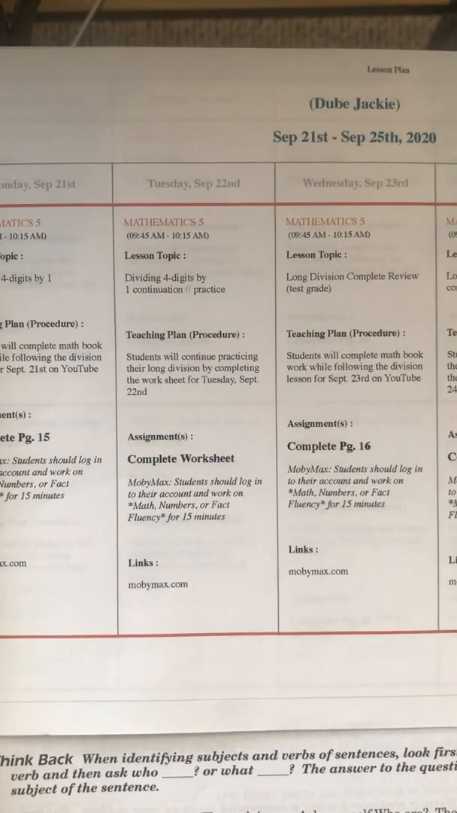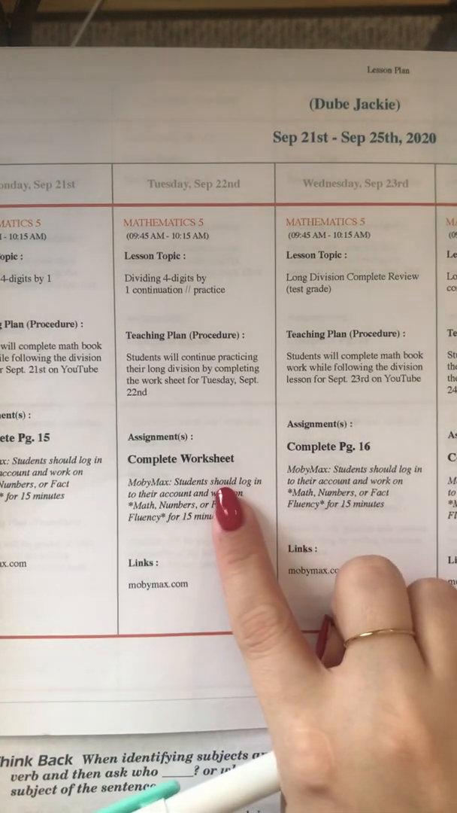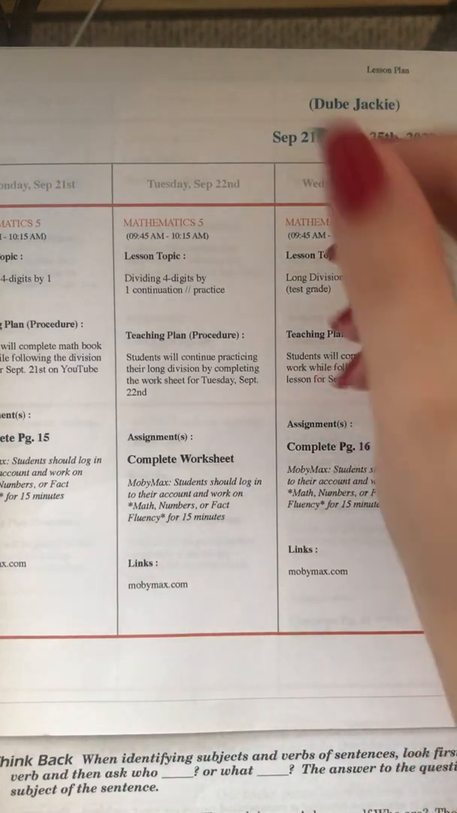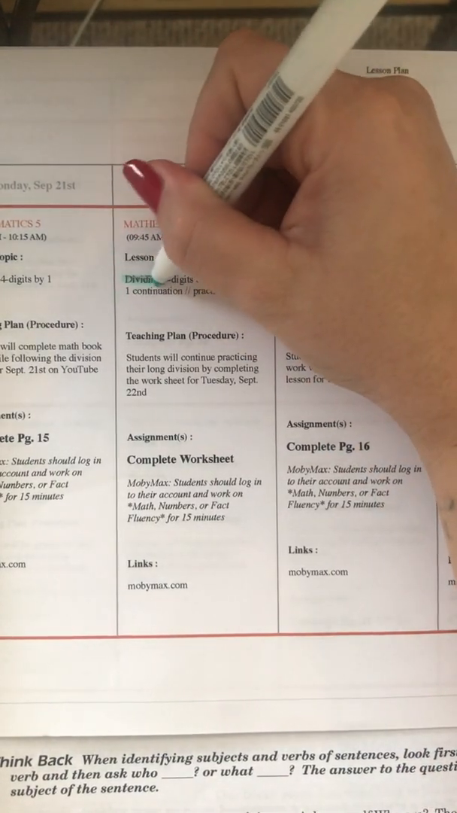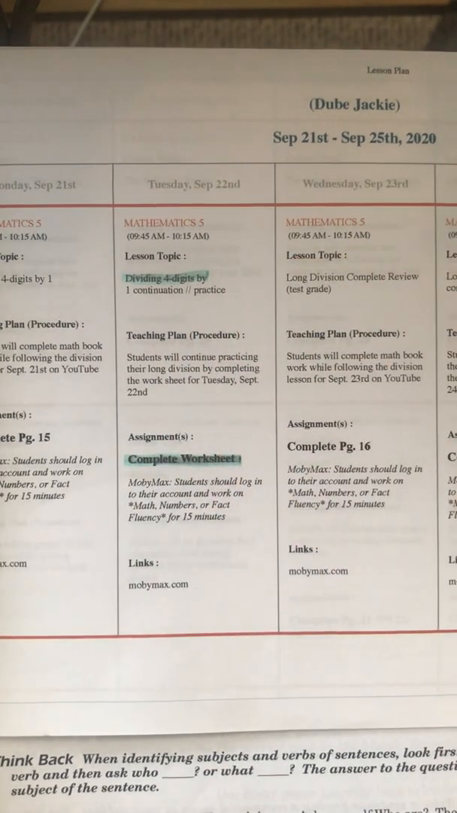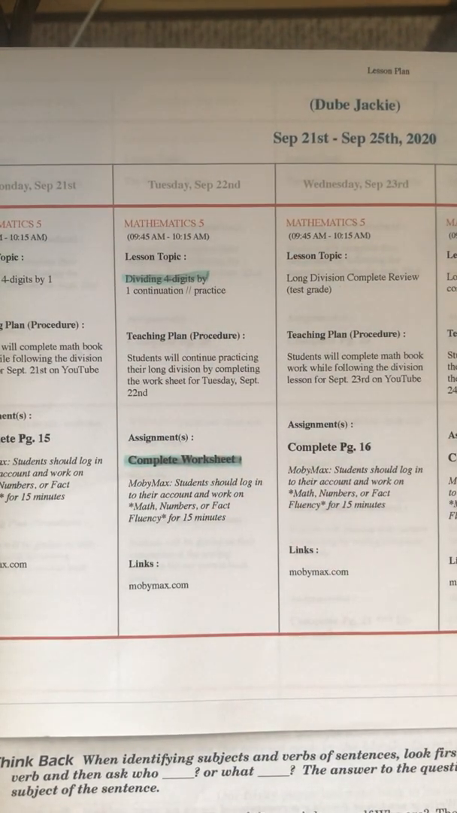Good morning, students. So for Tuesday, September 22nd, for your math assignment, you will notice that you have a worksheet. So make sure that you do not go on to page 16 of your book just yet, because you have a worksheet to continue reviewing four-digit division, as it says here on your lesson plan. So worksheet 4, it will say Math for Tuesday.